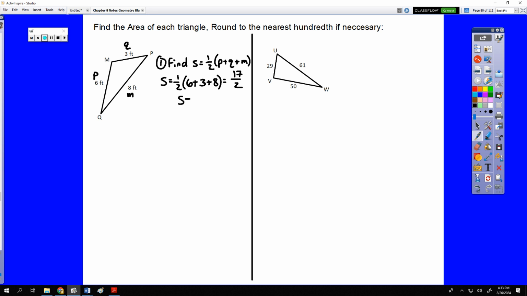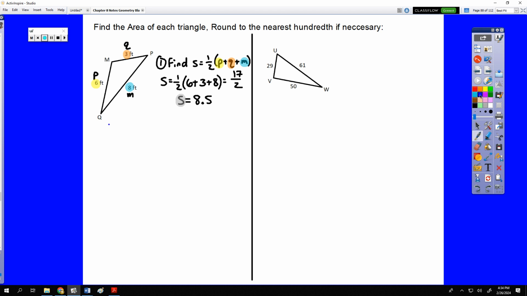And in terms of writing out Heron's formula, if it's a nice decimal, which it should always be a pretty nice decimal unless the side lengths themselves are decimals, you should probably use the decimal here. Okay? Now again, what did we do? We added up our 3 side lengths, P, Q, and M, and then we divided by 2. We did 1/2 of that. That gives us our semi-perimeter S.